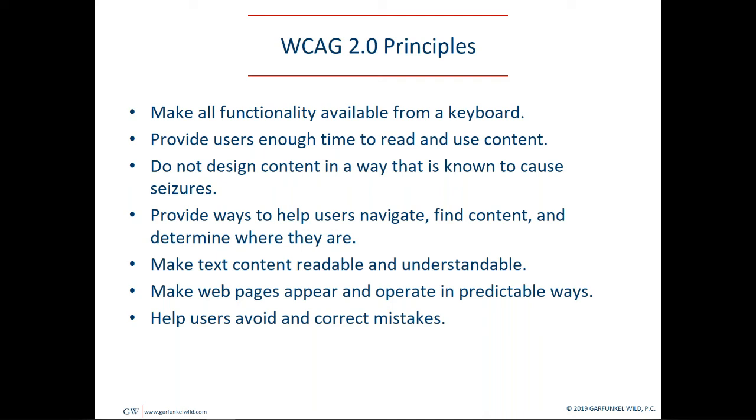You have to not design content in a way that is known to cause seizures. Flashing lights, erratic movements, things like that can often cause seizures. And persons with epilepsy disorders, you have to make sure you avoid those things. You have to provide ways to help users navigate, find content, and determine where they are. Simply, for people with mobility disabilities or people with cognitive disabilities, they have to understand how to navigate the website, go back, find content. You have to make text content readable and understandable. So high contrast, large enough print, ways to blow it up, things like that. You have to make web pages appear and operate in predictable ways. And you have to help users avoid and correct mistakes.